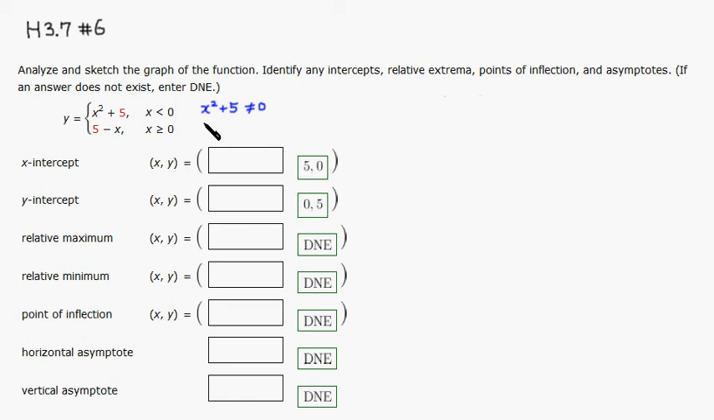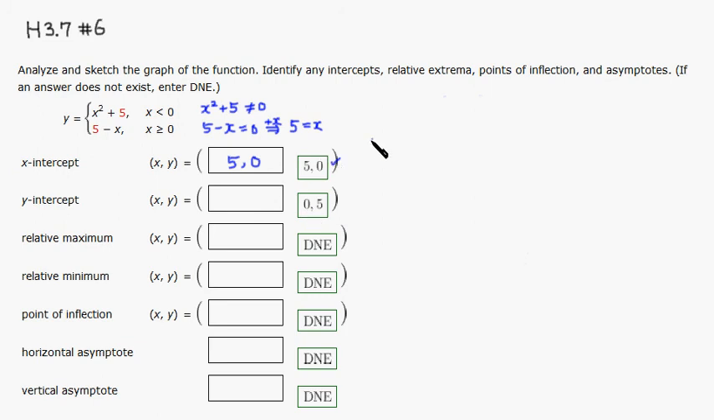But the second formula is 5 minus x. If you set that equal to 0, by adding x to both sides, we get 5 is equal to x, right? So therefore, there's an x-intercept, which is (5, 0), right? So from here, which is the right answer?